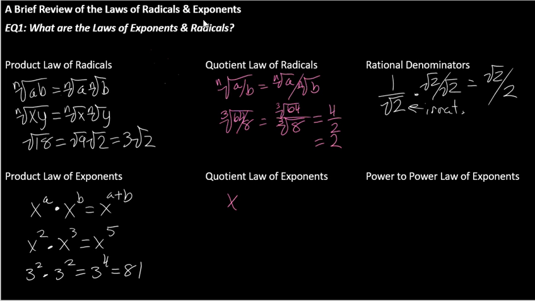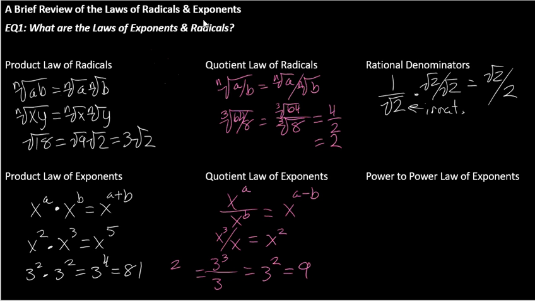Quotient law of exponents. If I have x to the a being divided by the same x to the b, then I can rewrite it as x to the a minus b. For an example with actual exponents, x to the third over x to the first power would be x squared, because 3 minus 1 is 2. With actual numbers, I'll use 3 again: 3 to the third power over 3 to the first power is the same thing as 3 to the second power, or 9. And if we did the actual math, this would be 27 over 3, which is still 9.